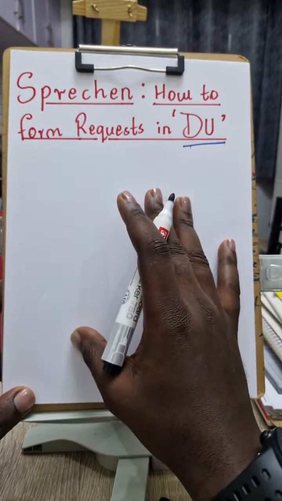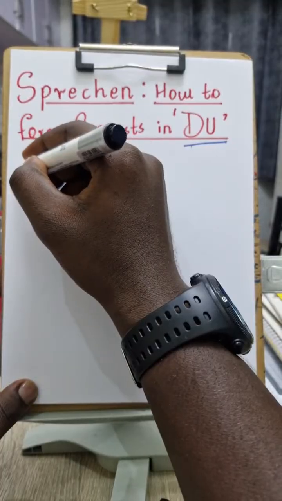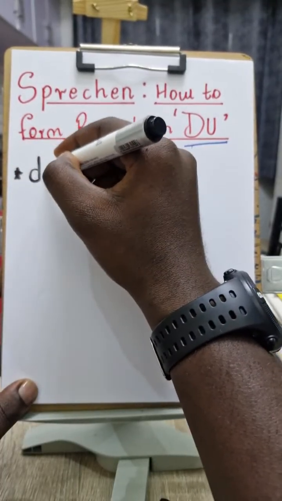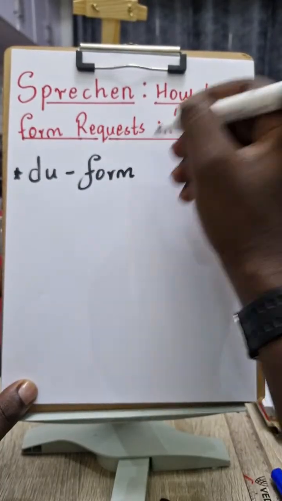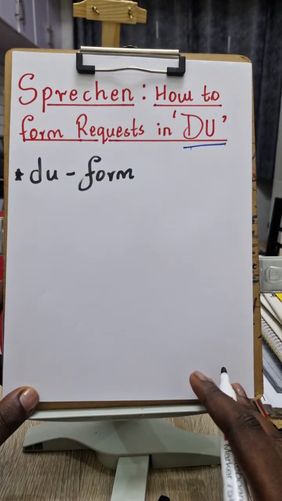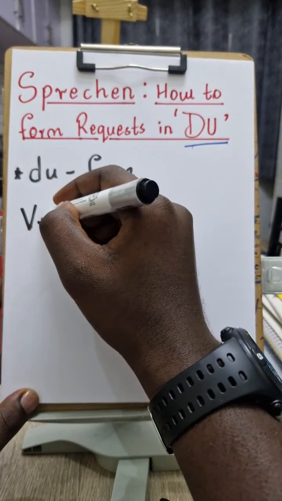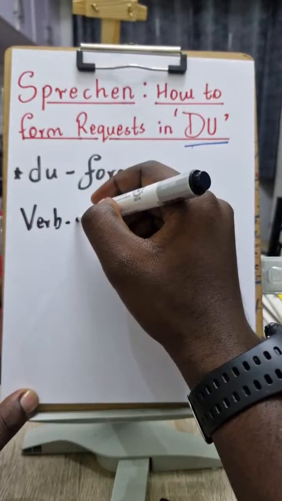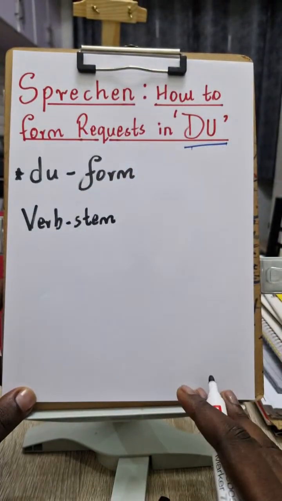So, all right, then let's go ahead. How do I form requests in the du form? How will I proceed to form my request in the du form? Now, the first thing I would like you to note down is this: if I'm to form my request, I will begin with my verb stem. All right, you will get to begin with your verb stem.